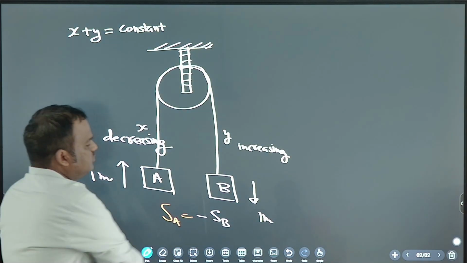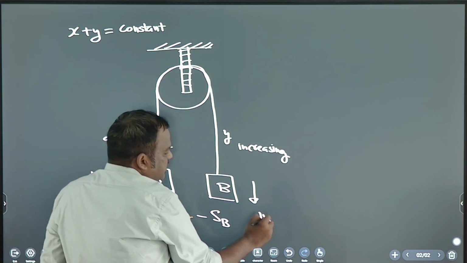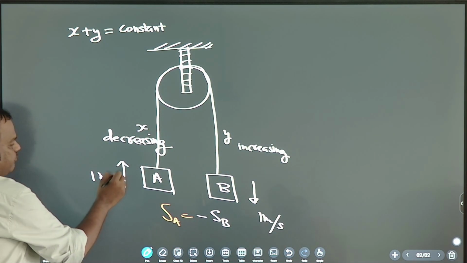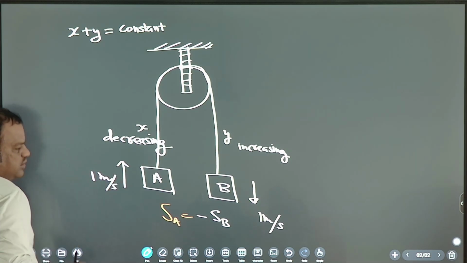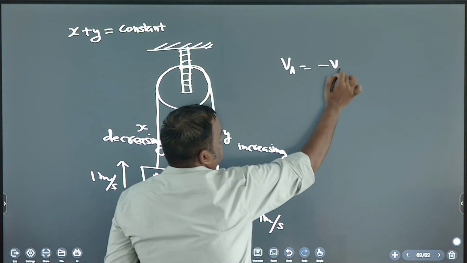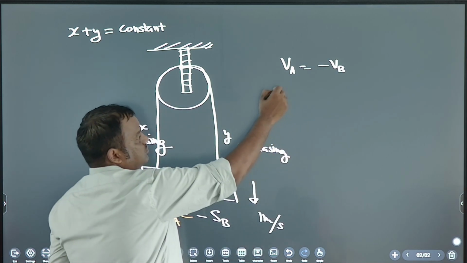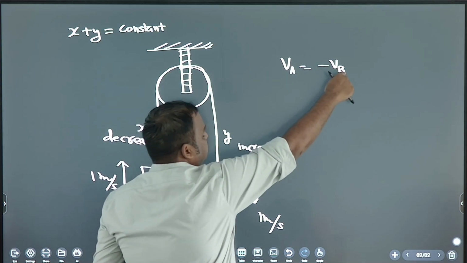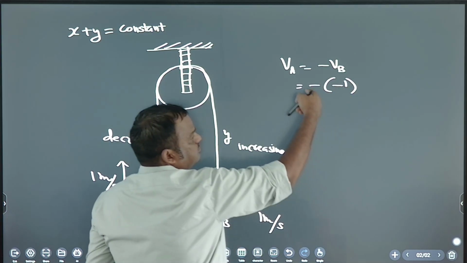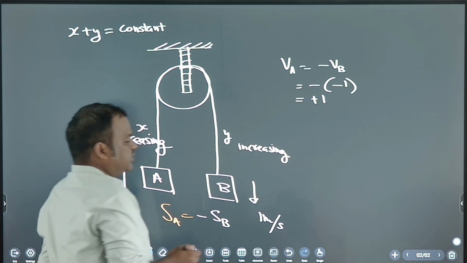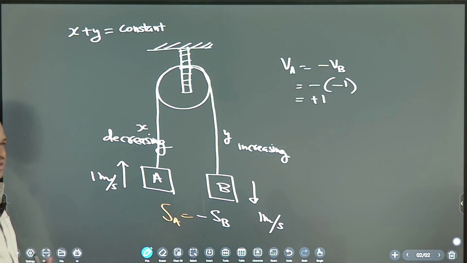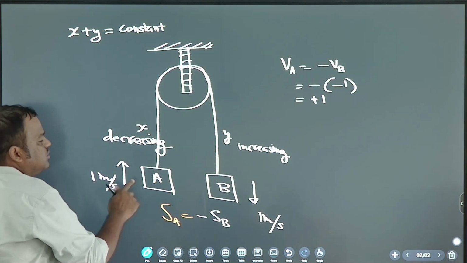Now, for example, suppose I am saying B is moving down with 1 meter per second. So what is the velocity of A? 1 meter per second upward, correct? So we can write velocity of A is minus of velocity of B. If velocity of B is 1 meter per second downward, what is the velocity of A? Minus of minus 1, so plus 1. VB is minus 1, downward means negative, right? Upward means positive. Are you getting it, everyone?